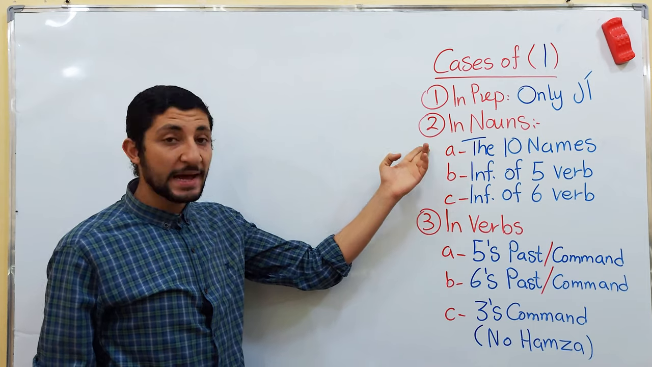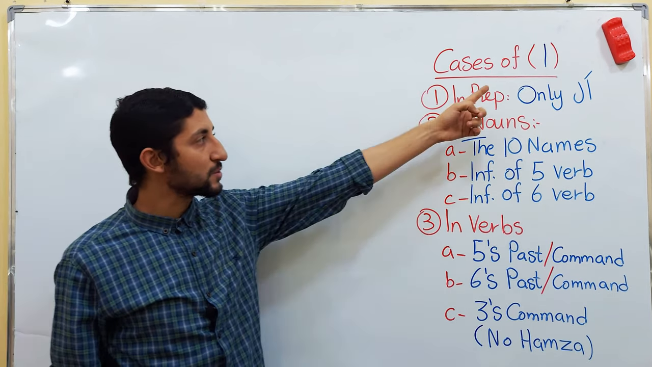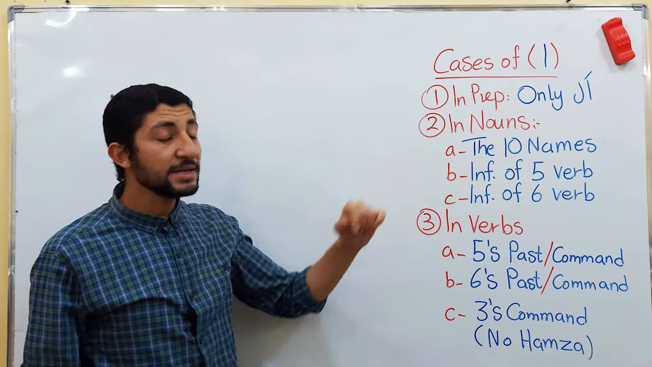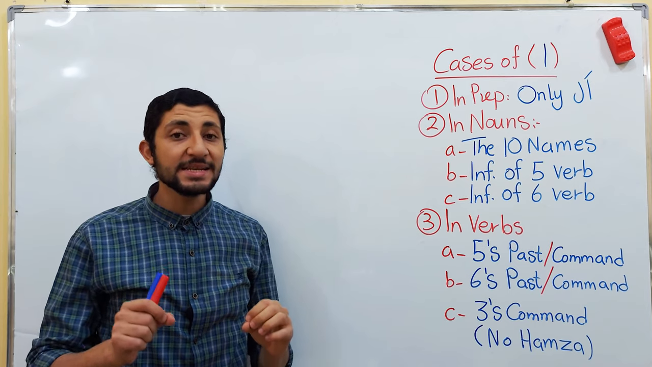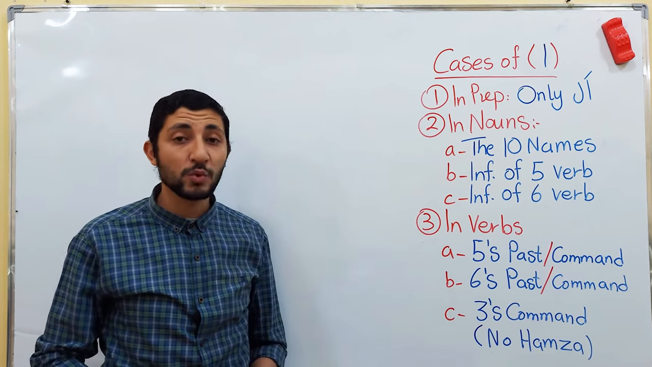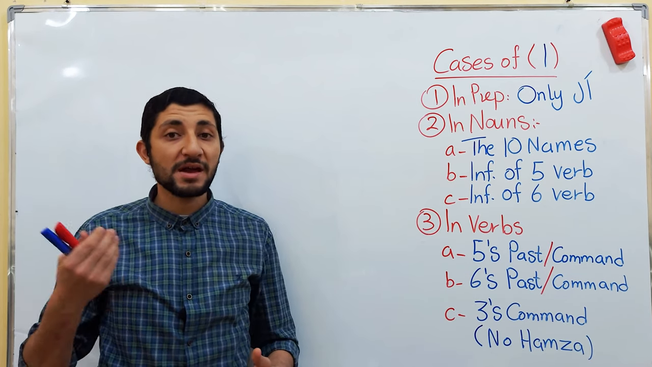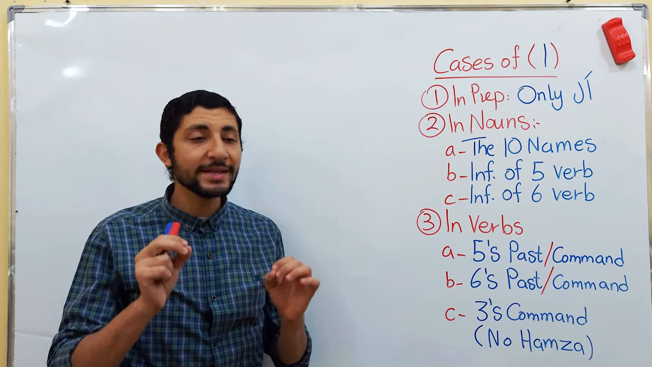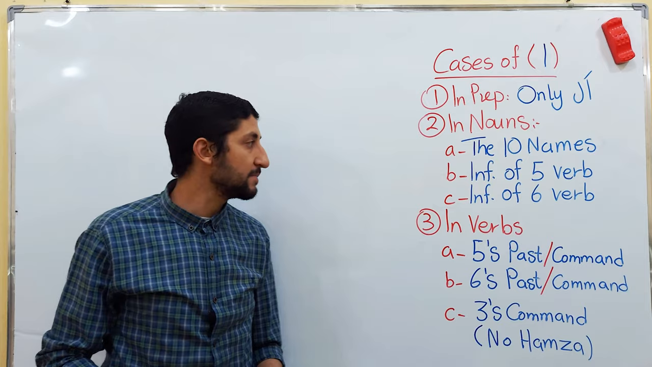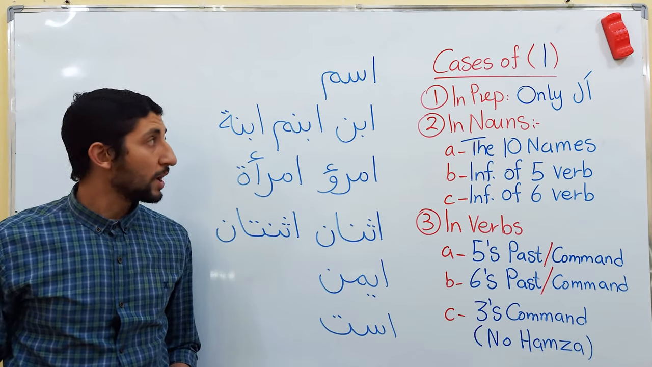Okay, what about nouns? What are the cases in which we will see hamzatu al-wasl in the beginning of a noun? First, the 10 names. There are 10 names in Arabic that begin with hamzatu al-wasl, and all other nouns that begin with alif will be the other type, hamzatu al-qat. Only 10 names begin with hamzatu al-wasl. Let me write them down. These are the 10 names that begin with همزة الوصل.